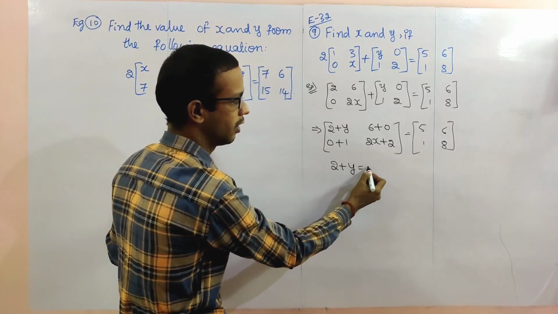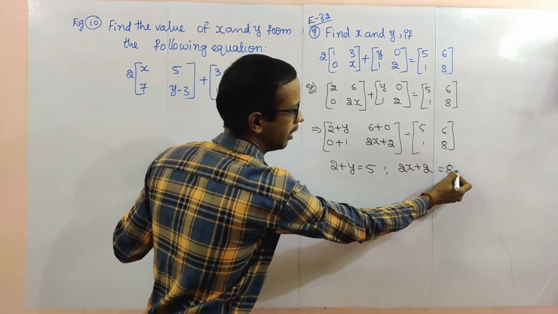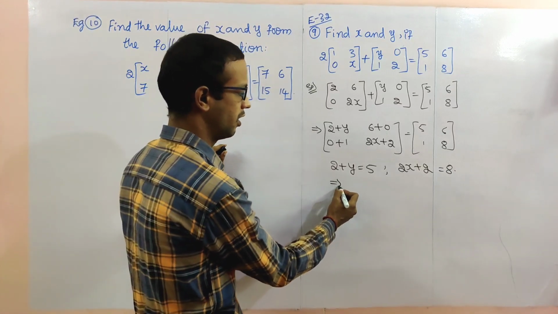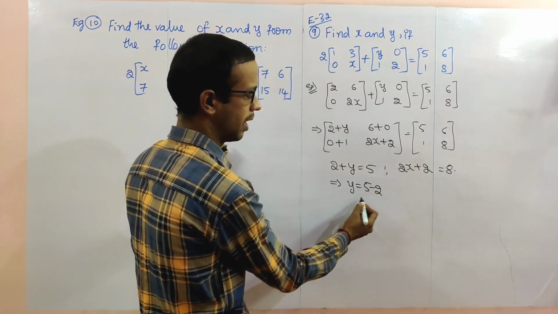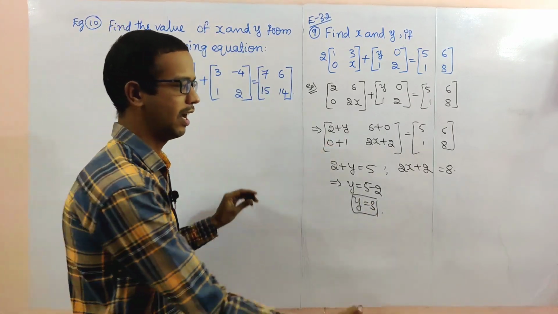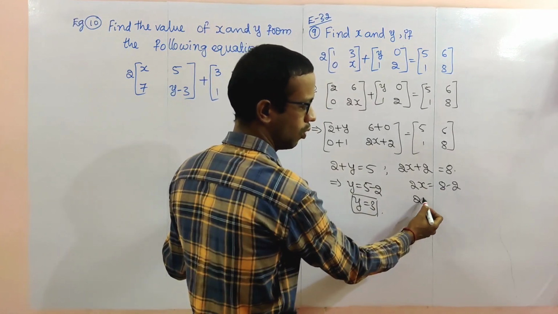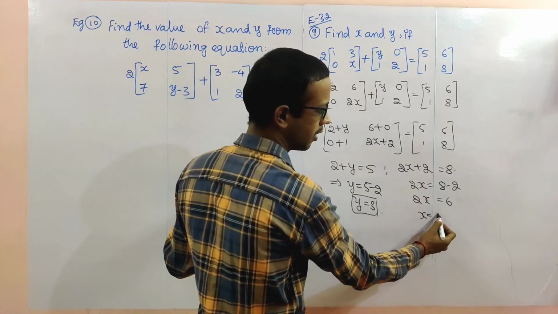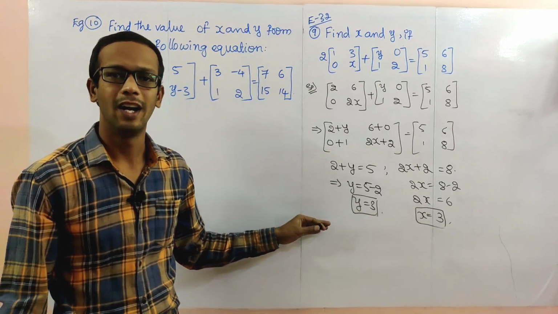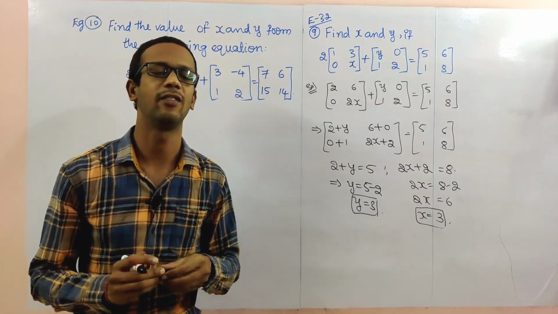2 plus y is equal to how much? 5, and 2x plus 2 is equal to 8. So now simplify this one. y is equal to 5 minus 2. y is equal to how much will you get? 3. Next, in a similar way, the x side also we have to simplify. 2x is equal to 8 minus 2, 2x is equal to 6, x is equal to 3. x is equal to 3 and y also 3. So this is a way of finding the elements, x and y.